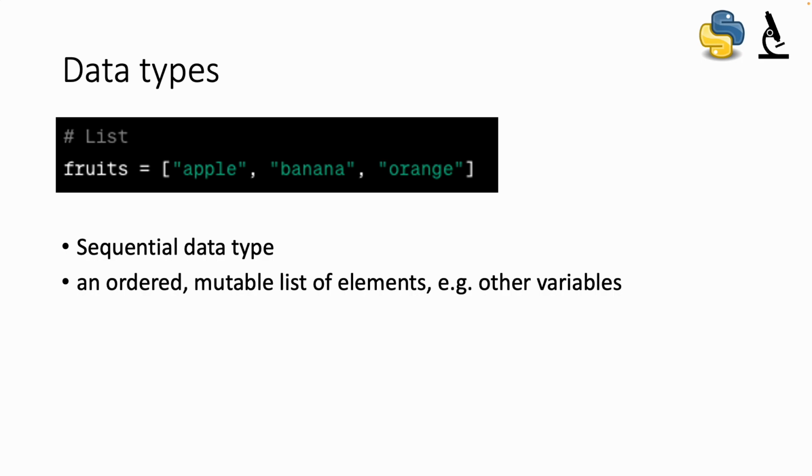Next data type, the list. For example, a list of fruits: apple, banana, and orange is also a sequential data type. An ordered list, so the order of the elements matters, but a mutable list of elements, so you can delete elements, for example apple, so you have a list of 2 elements, or add other elements and change the order. And it can contain, for example, variables or values of certain data types, but this is also a topic for future videos.